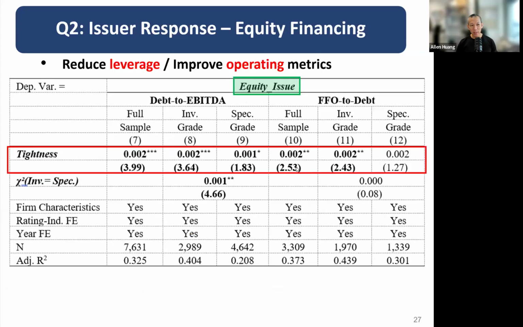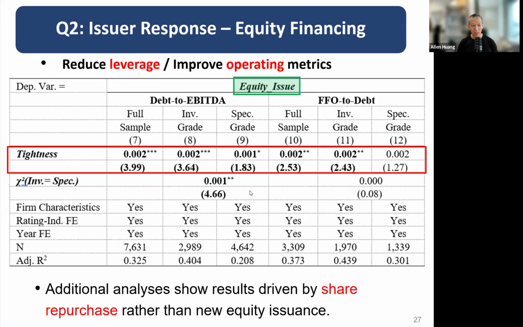We also look at the net equity issuance, and we find similar results. So basically, when the firms want to avoid issuing debt, they reduce their net equity issuance. And some subsample tests find that these results are driven by firms being less likely to repurchase shares rather than new equity issuance here.